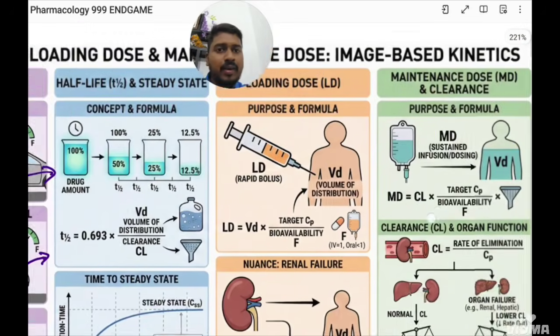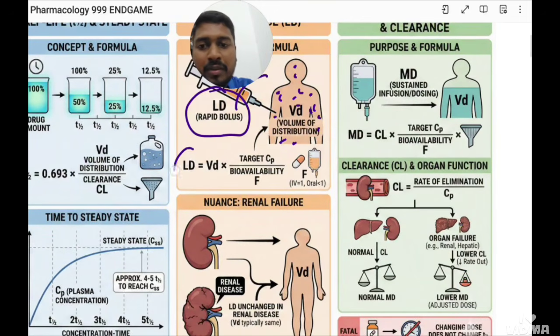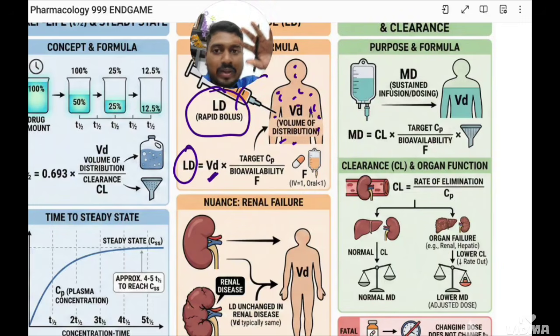Now what happens in loading dose and maintenance dose is, in loading dose you give a rapid bolus, okay, so that this drug is distributed in the whole volume of distribution whichever is available. So what is the formula for loading dose? It is VD, because it depends on how much volume the body has to distribute this drug into, times the target plasma concentration we require, divided by bioavailability.